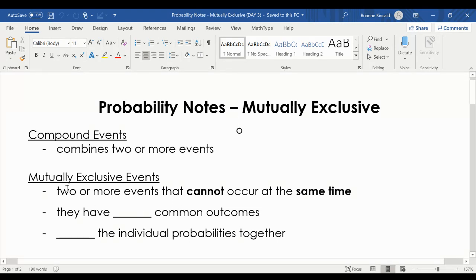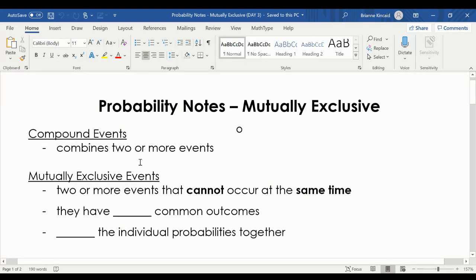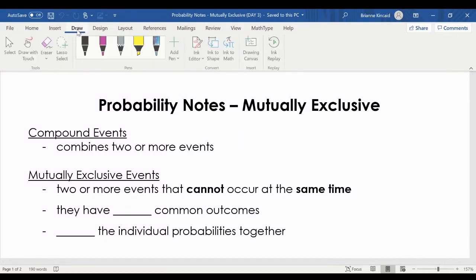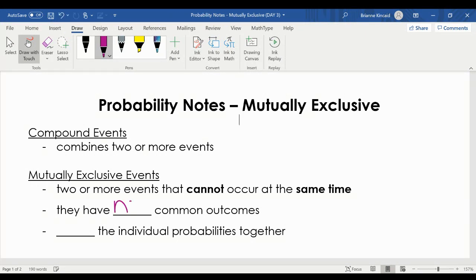Mutually exclusive events are two or more events that cannot occur at the same time. For example, you can't roll a 6 at the same time that you roll a 5. You have to make sure that they don't have an overlapping area. Basically, they have no common outcomes. And what you're going to be doing here is adding the individual probabilities together to give you the total.